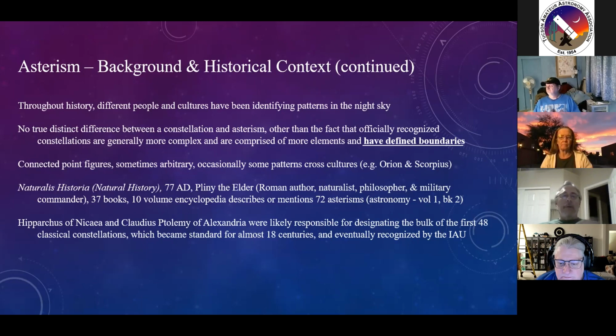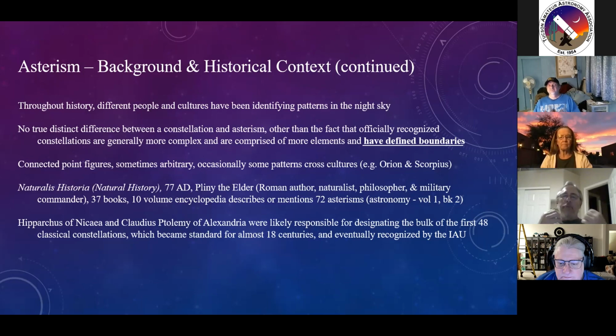Going back a little bit, one thing too, in some of these patterns, you take a look at specific constellations like Orion and Scorpius. They've pretty much been recognized by various cultures for millennia. These are probably two of the oldest and two of the most commonly recognized. And of course, a lot of the zodiac constellations you can probably say the same thing about.